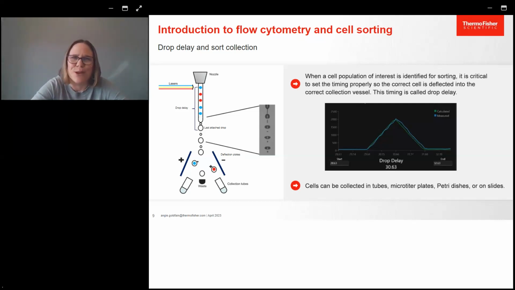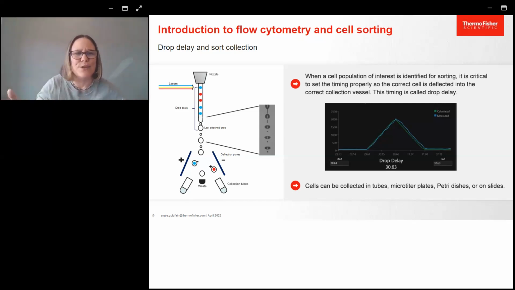So how do we sort from there? Once we've calculated that timing, we have to know which direction you're going to sort and how. So what we do is we apply a charge to that last attached drop that we've just accurately timed. We let that droplet break off from the rest of the stream, and then that droplet goes through electrostatic plates for deflection. We call them deflection plates. So the negatively charged cells will move towards the positive and the positive towards the negative. And then it directs them into whatever sort collection vessel we have below. We also catch the waste, which can be decontaminated safely in the future.